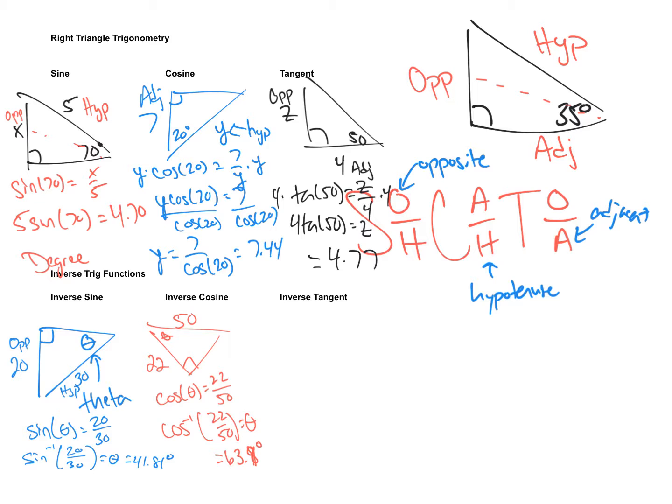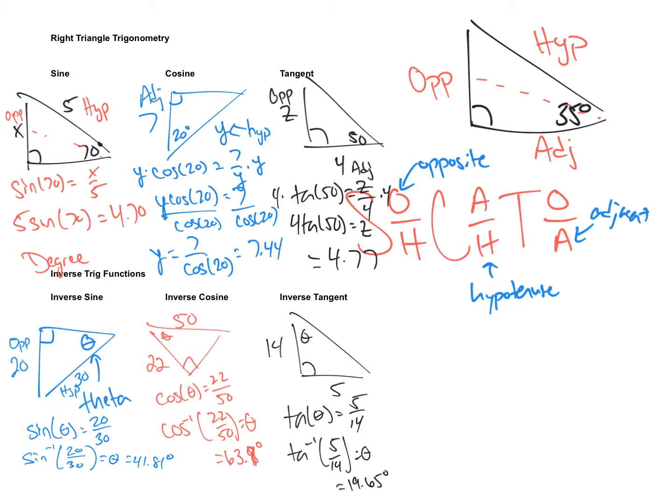And finally, for tangent, I'm solving for theta. I have 14 and I have a 5. And so this will be the tangent of theta equals 5 over 14. And I take the inverse tangent of 5 over 14. And this will be theta. So I'm typing this into my calculator. Inverse tangent of 5 divided by 14. And I got 19.65 degrees. So that's our right triangle trig.